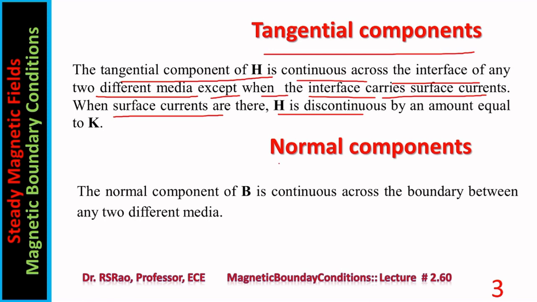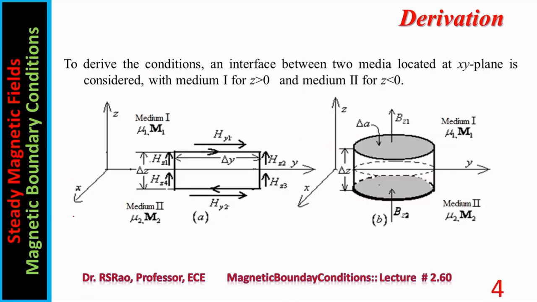Next, move to condition pertaining to normal components. The normal component of B, magnetic flux density, is continuous across the boundary between any two different media. Either in the presence of current or absence of current, whatever may be the condition over the interface, B is always continuous. That is, normal component of B is always continuous. These are the two boundary conditions pertaining to magnetic fields. How do these things come into being, what is the origin, what is the basis?